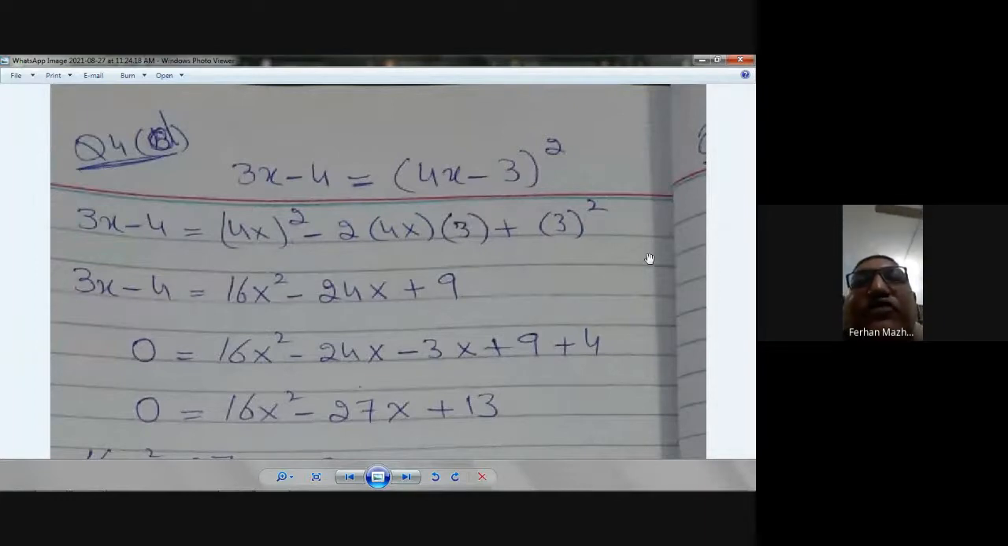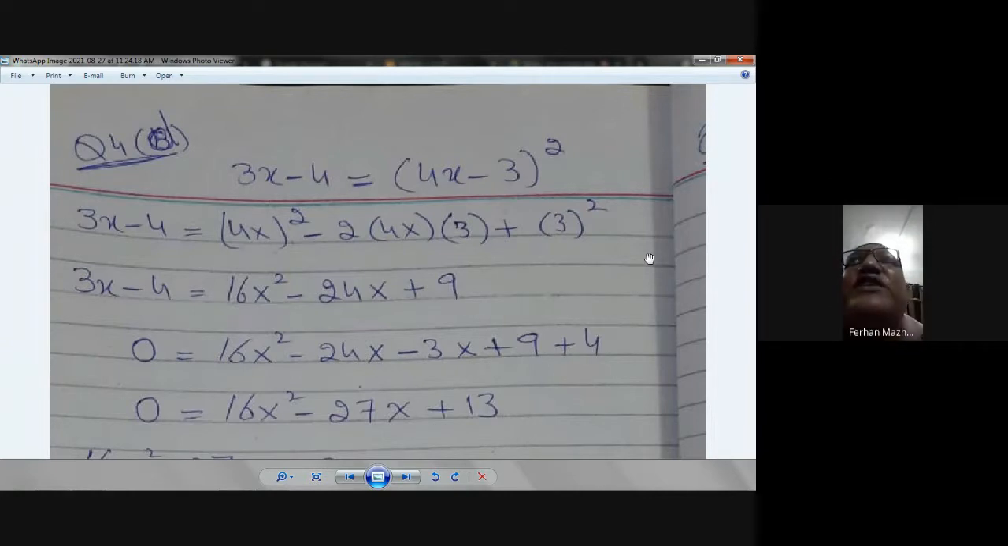3x minus 4 equals to bracket 4x minus 3 bracket close whole square. The left side 3x minus 4 will remain as it is, 4x minus 3 whole square. We will use the formula, the identity, square of the first term minus 2 into the first term into the second term plus square of the second term. Do you understand what I'm saying? I'm opening the whole square. Yes, sir. Okay, this is a square minus 2ab plus b square.